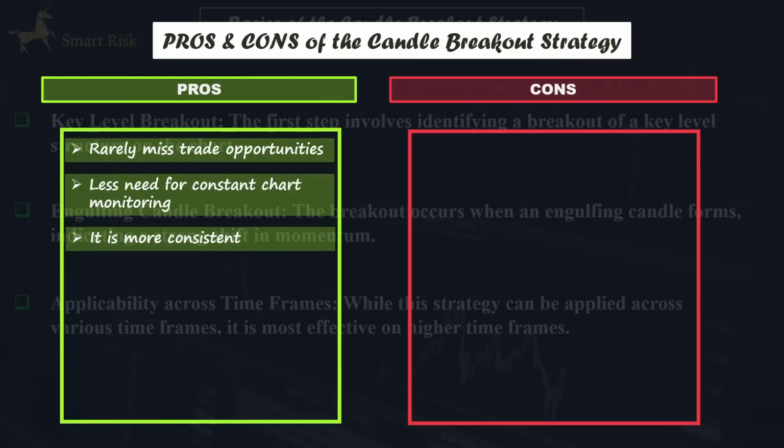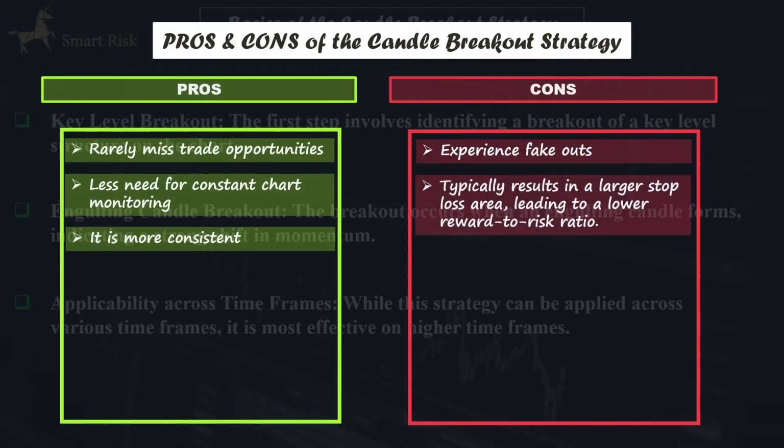However, there are drawbacks to consider. You might sometimes experience fakeouts. Since this entry method involves a larger stop-loss area, it provides a lower reward-to-risk ratio.